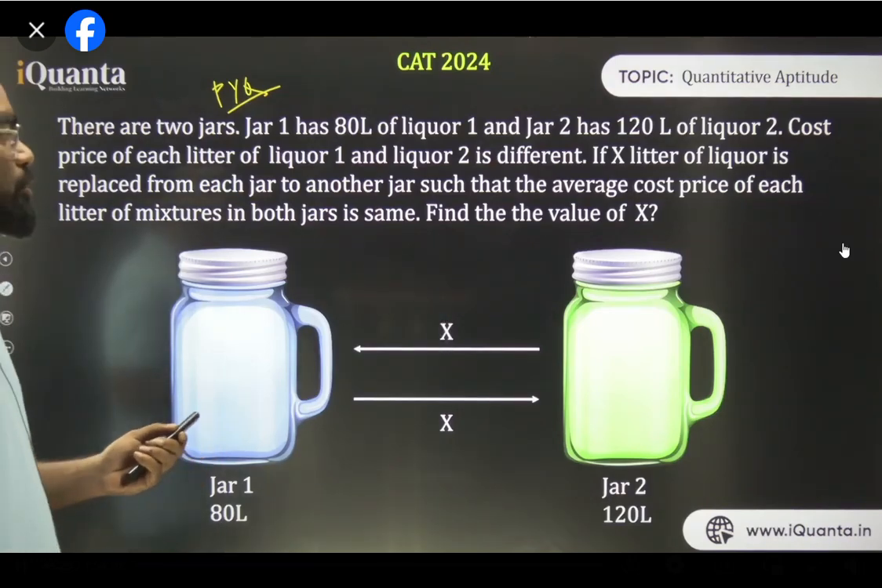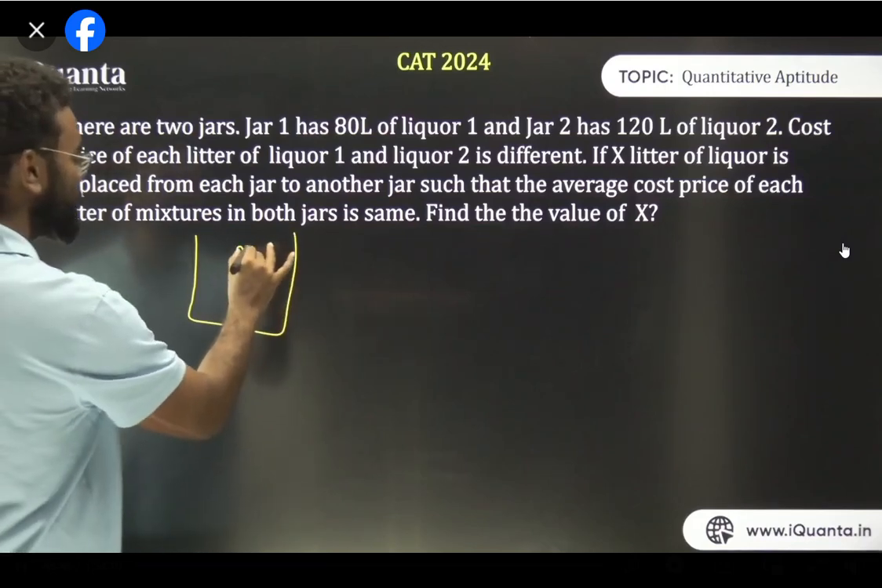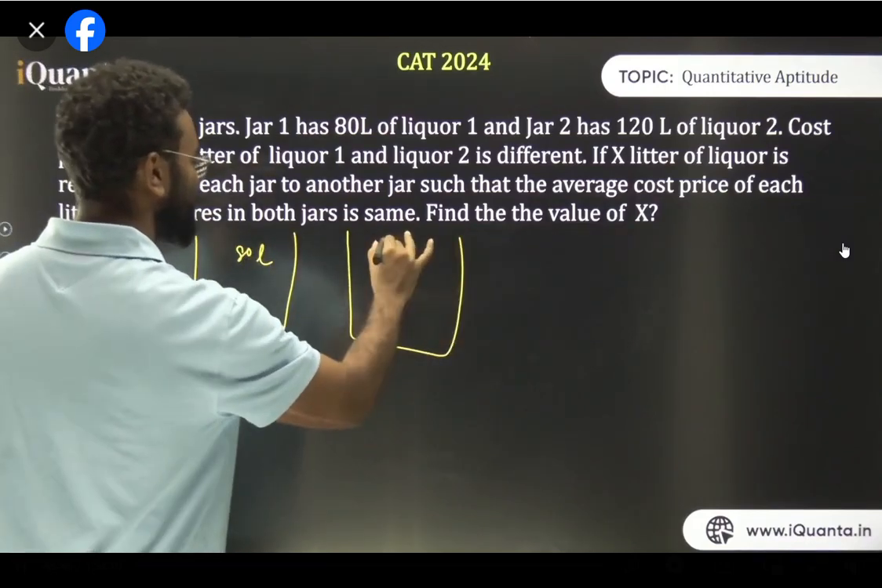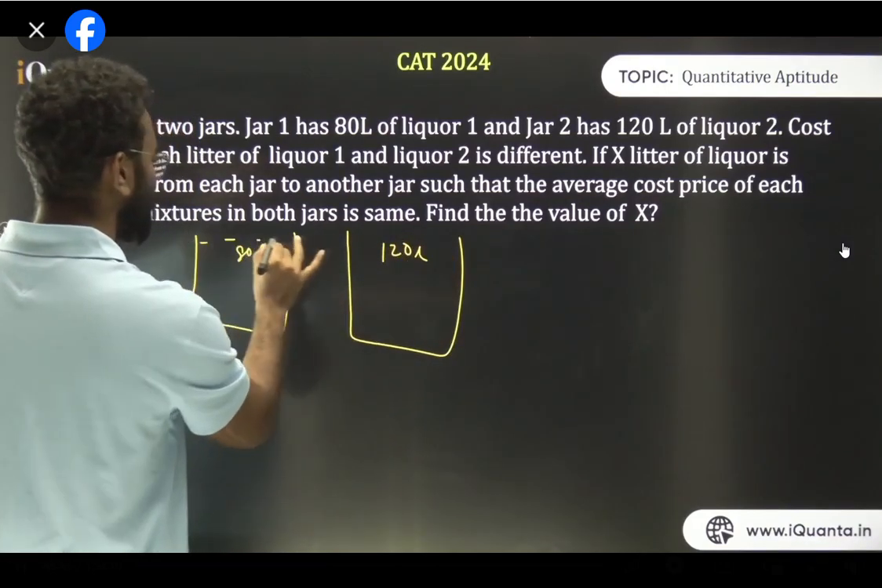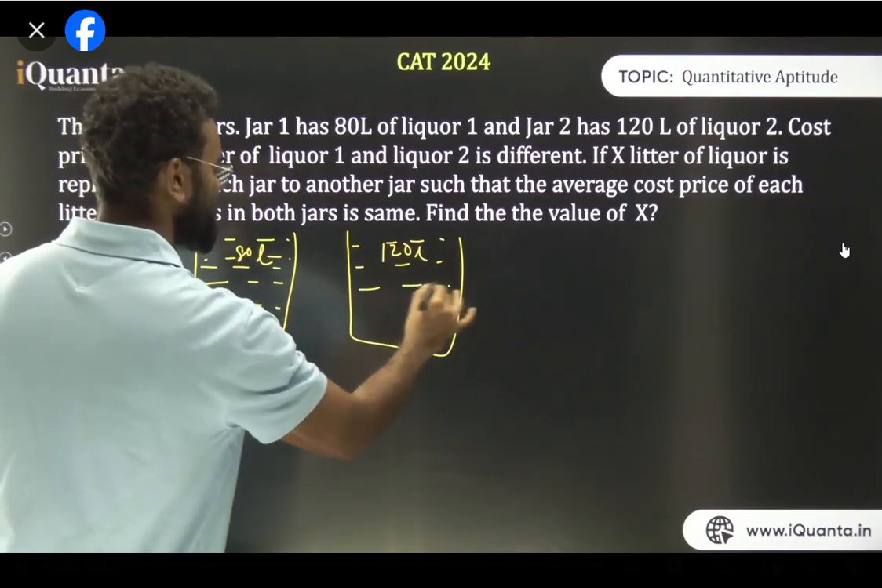Basic first, then shortcut. So please give it proper attention. Okay? So let's say this one is 80 liter. First I'm making you understand what the question means. This is 120 liter. So this is completely filled. Let's say. This is also like this.